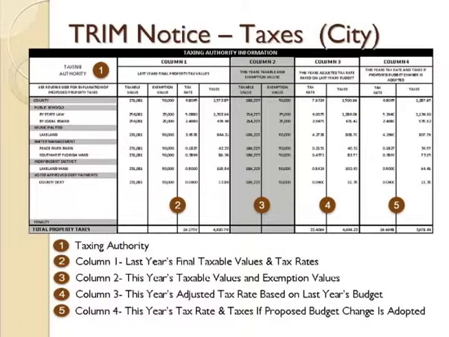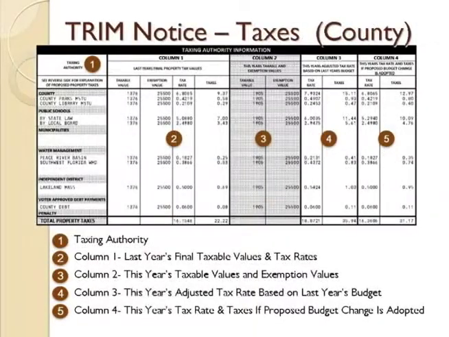This screen shows the TRIM notice portion of it, which has all the taxing authorities. Column 1, last year's taxable values and rates. Column 2, taxable values and exemptions. Column 3, this year's adjusted tax rate based on last year's budget. Column 4, this year's tax rate and taxes if proposed budgets are changed. Well, we're going to take each piece of this and go through it.